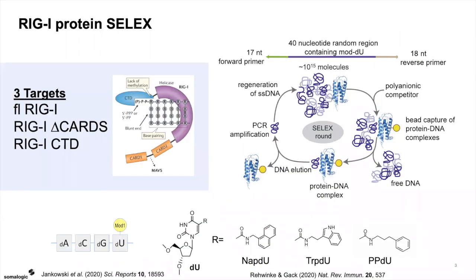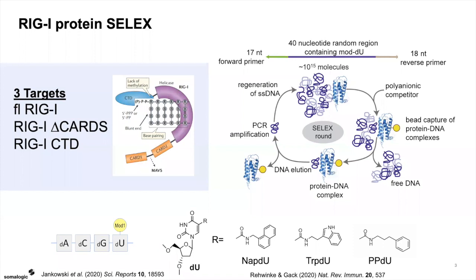first by doing a SELEX to RIG-I. At Soma we can identify high affinity target specific aptamers using modified nucleotide DNA libraries and SELEX. For this SELEX, we had 3 targets or different constructs of RIG-I: the full length protein, the RIG-I protein lacking the CARD domains, as well as the small C-terminal domain. And it's this C-terminal domain that I should mention is responsible for the high affinity interaction with the RNA.